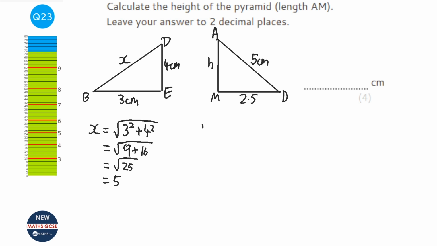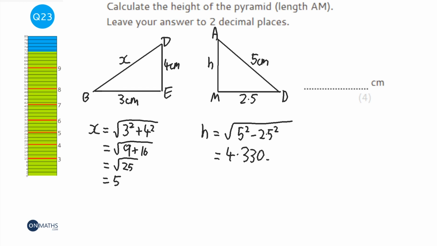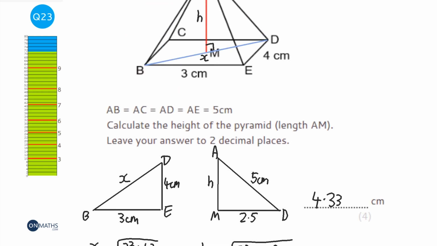Okay, so to work out what h is, I'm going to do the hypotenuse squared minus that length that we've just found out squared. And just get my calculator. Root 25 take away 2.5 squared, and it's 4.330 and so on. So to 2 decimal places it's 4.33, and it's probably sensible to check that makes sense.